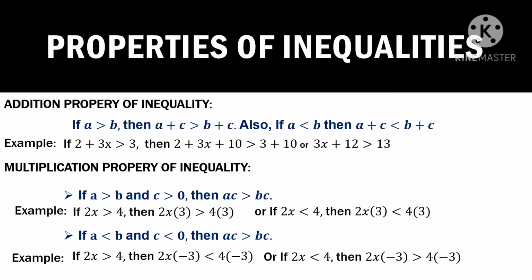Okay? So, or, if 2x is less than 4, pag less than naman yung given, then you multiply both sides by negative 3 sa magkabilang side. So, yung inequality symbol mababago. From less than, it will become greater than. So, dito, from greater than becomes less than. So, it only happens if the multiplier is negative. But if the multiplier is positive, the inequality symbol will remain unchanged. Hindi mababago. Okay?